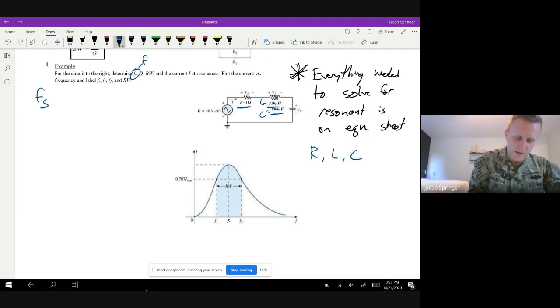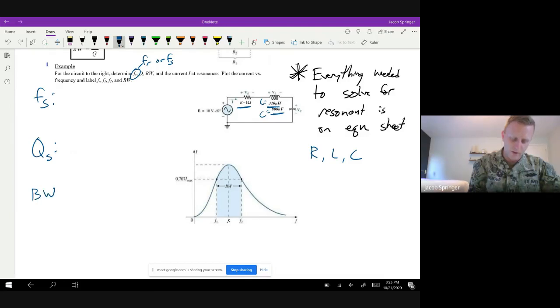And I said this is FR for resonance, or it could be called FS for series resonance. Remember, it's the special frequency where the current is maximized. We're going to find the resonant frequency, the quality factor, and the bandwidth. And then we're going to find the I that is going through the circuit when we're at resonance, which should be the maximum right here on this chart, right? So we're going to find the parts of this graph that are always true.